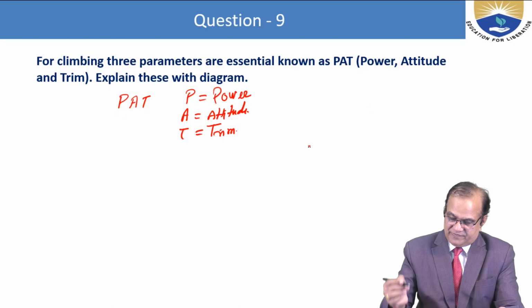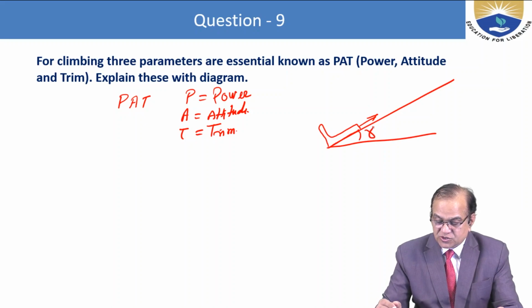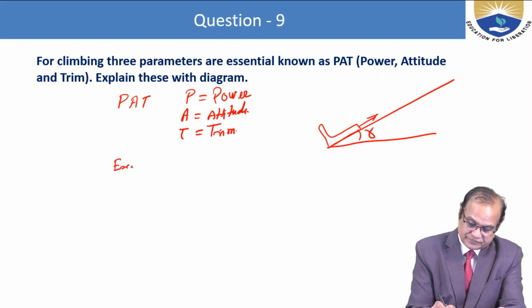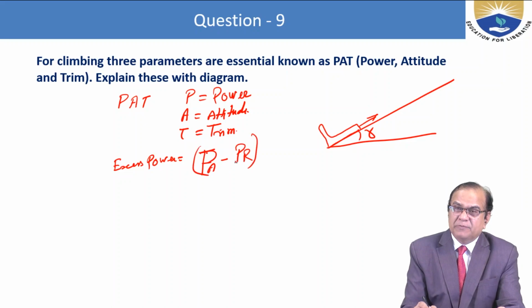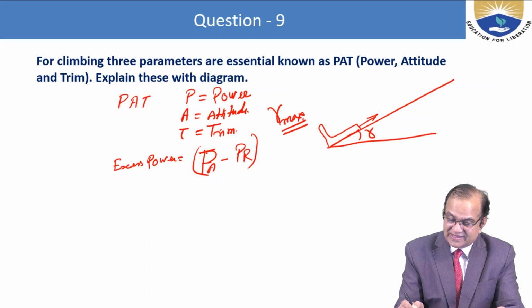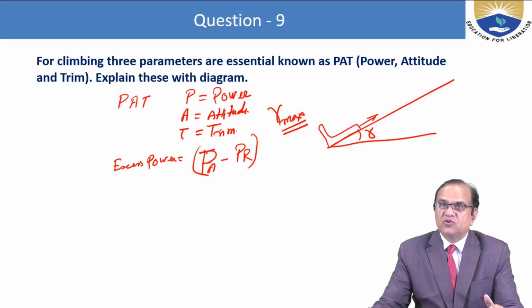So what is the meaning of power? We know that as and when your aircraft is climbing like this, it is climbing with some angle gamma. So this climbing is very much possible if we have the excess power. What is the excess power? It is power available by the engine minus power required by the aircraft. This is called the P-excess. As much as you have this value, that much gamma maximum you will get. That much high speed and high climb angle you can achieve.